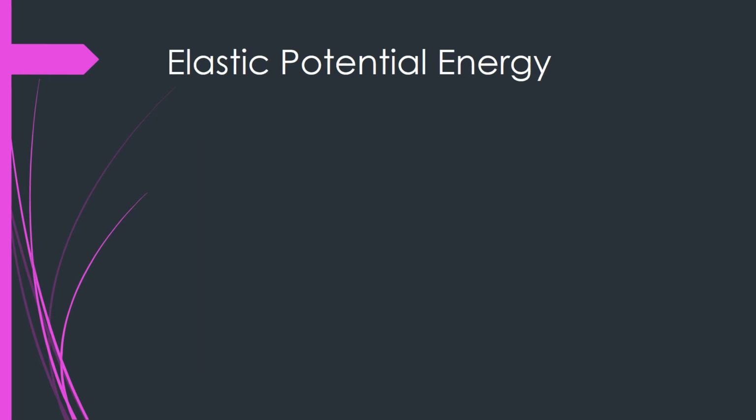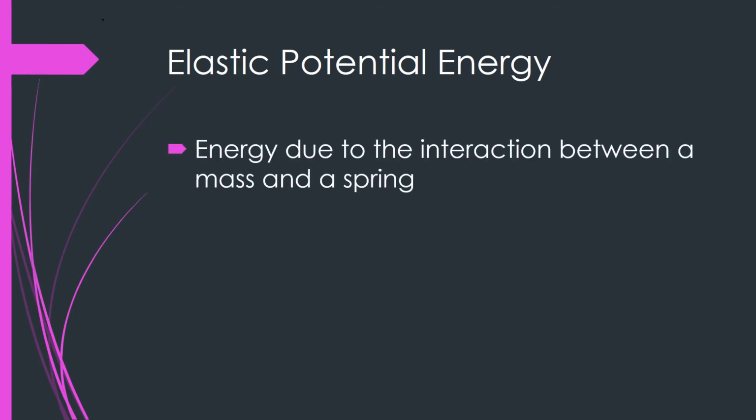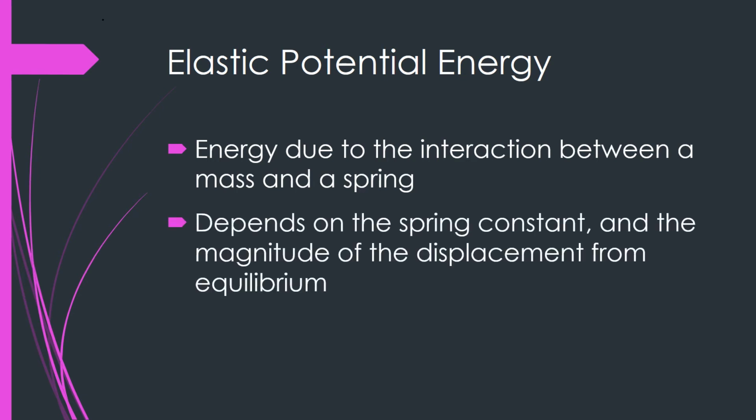Another type of potential energy is elastic potential energy. This is the energy due to the interaction between a mass and a spring. I'll point out to you that both types of potential energy we've studied talk about an interaction. They depend on an interaction, and that's true of all potential energy. Really, potential energy is energy that a system has rather than an object having. This type of potential energy depends on the spring constant and the magnitude of the displacement from equilibrium.